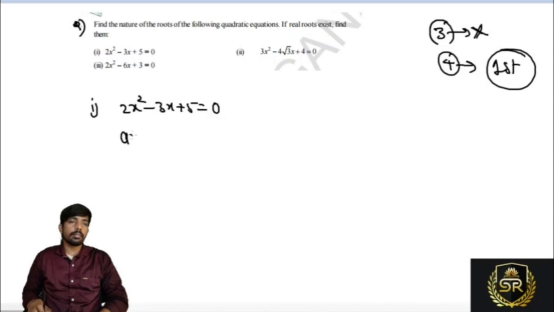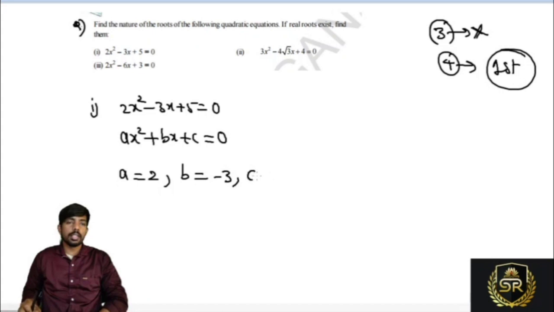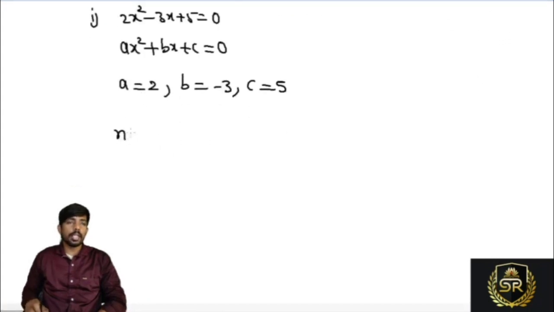Compare with the standard form ax square plus bx plus c equals 0. From here a equals 2, the x square coefficient; b is the x coefficient, minus 3; c equals 5. Nature of the roots can be determined by the discriminant.